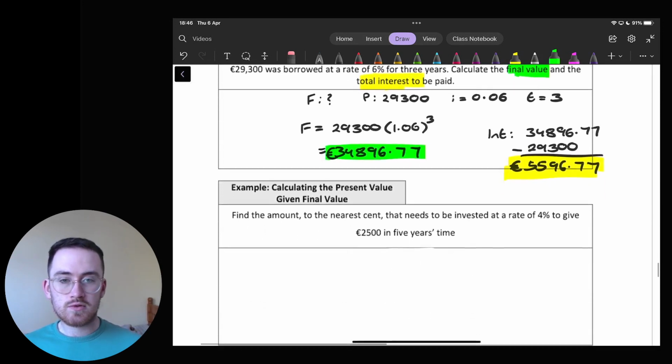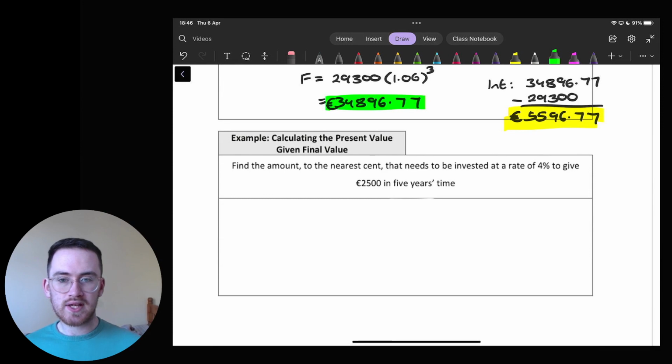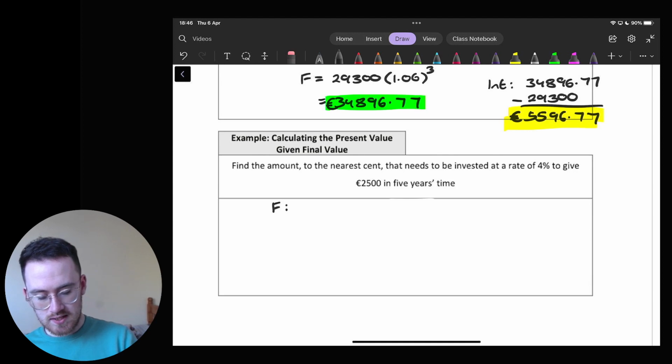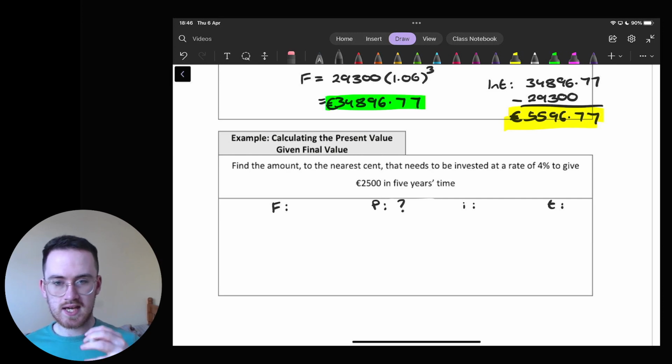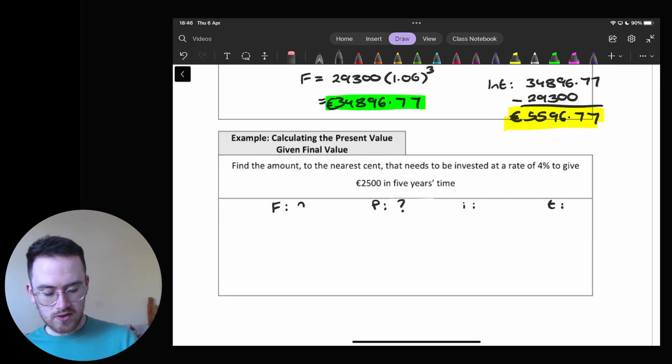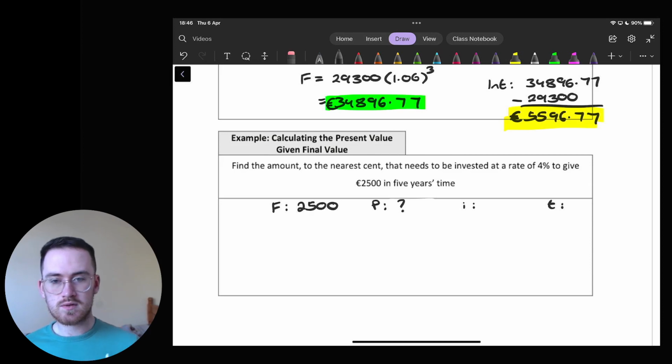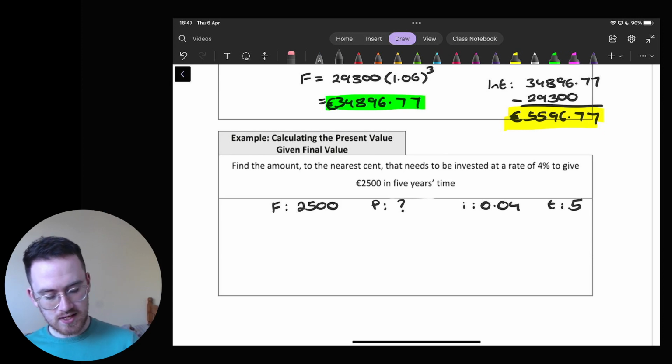Another way this could be asked would be looking for the present value if we're given the value after a certain length of time. So here we're asked to find the amount that needs to be invested at a rate of 4% to give 2,500 in 5 years' time. So again, let's summarize what we have and what we're looking for. I want to find how much I'm investing now, which is the present value, the value at the minute. I want the future value to be 2,500. That's what I want to have at the end. The interest rate is 4%, which as a decimal is 0.04, and the time is 5 years.